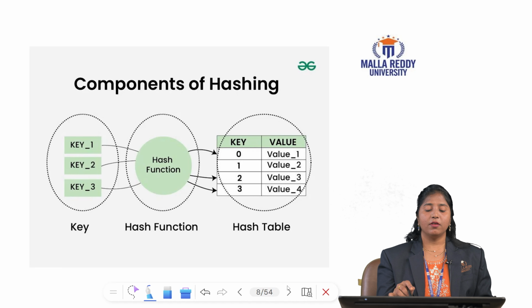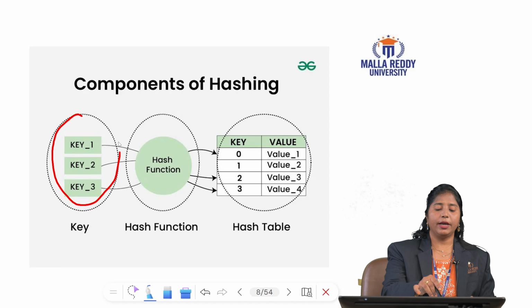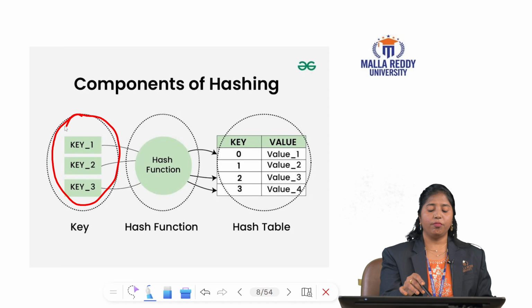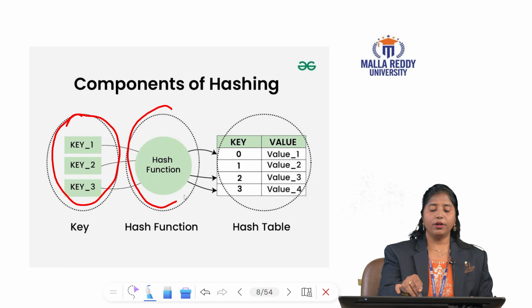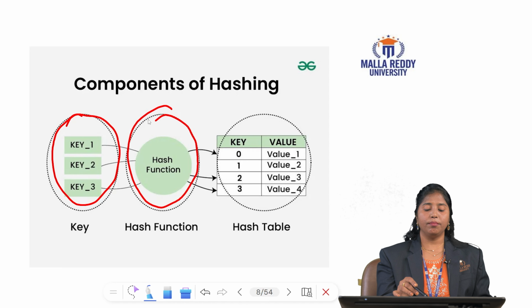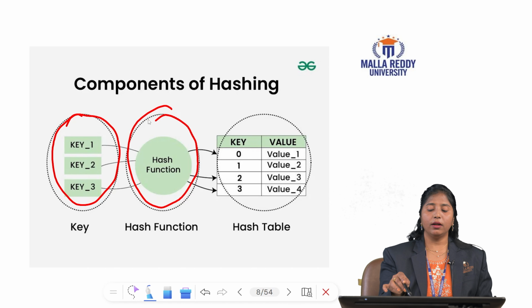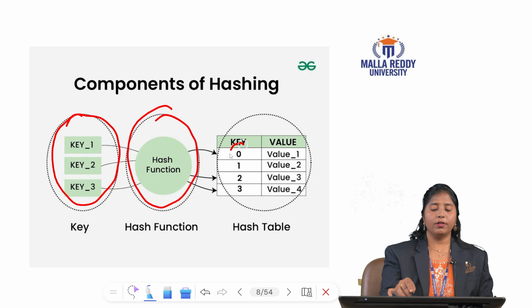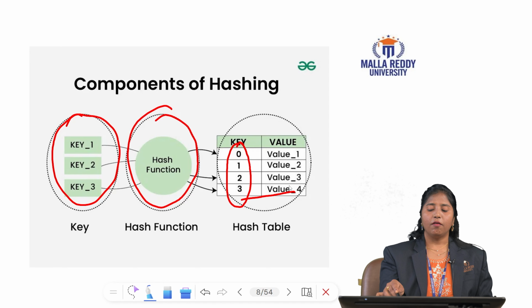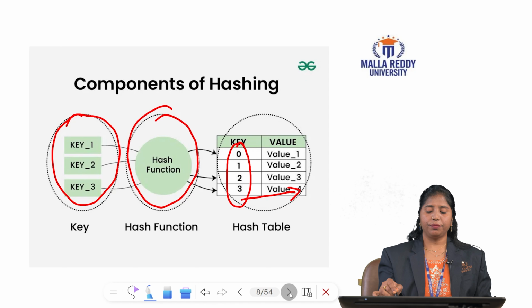Now diagrammatically see here once again. This is the key elements, the input I said just before. Then this is the hash function. For the hash function we have the division method, mid-square method, multiplication method, like that. Whatever result is produced, we take as the key index. According to the key index, we store the values in the hash table.